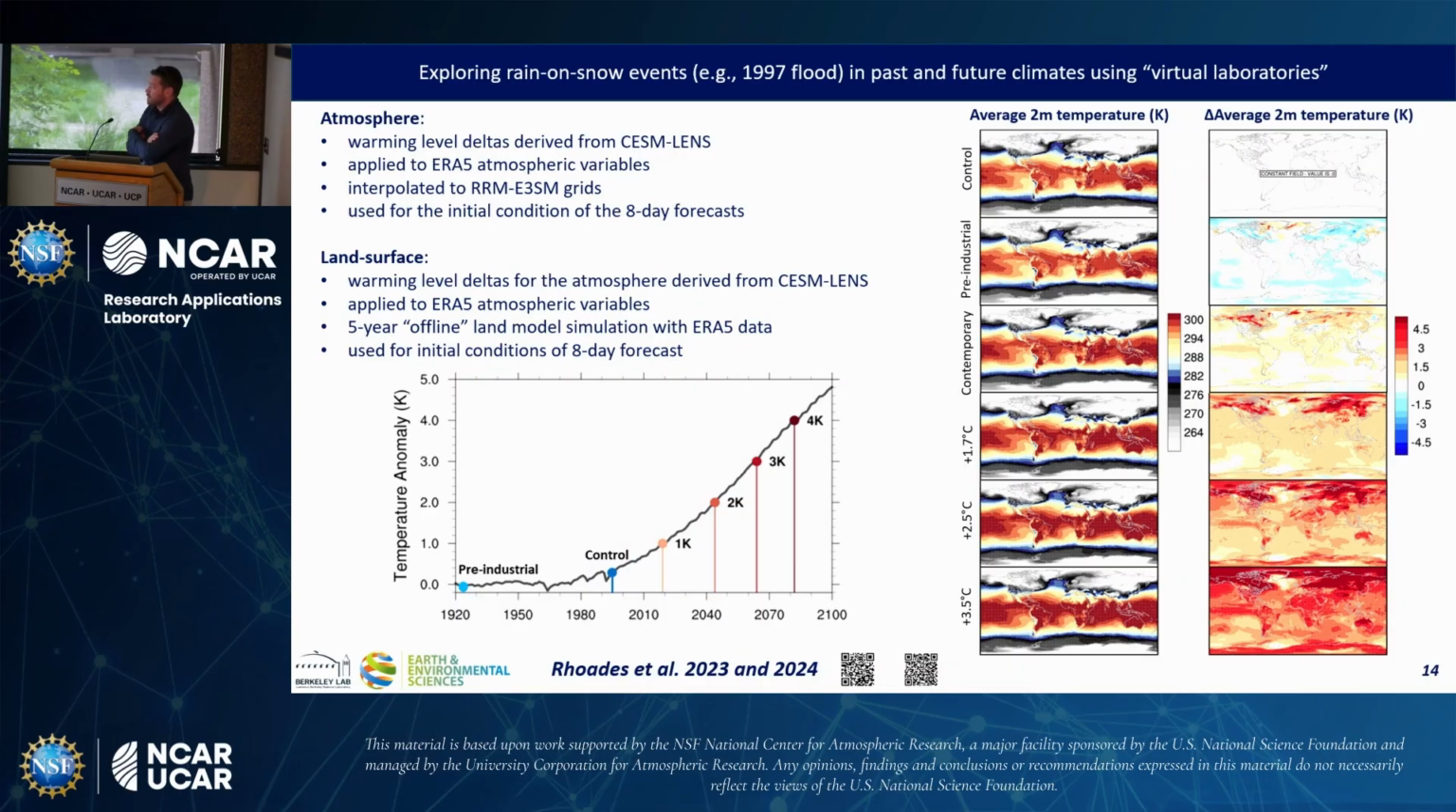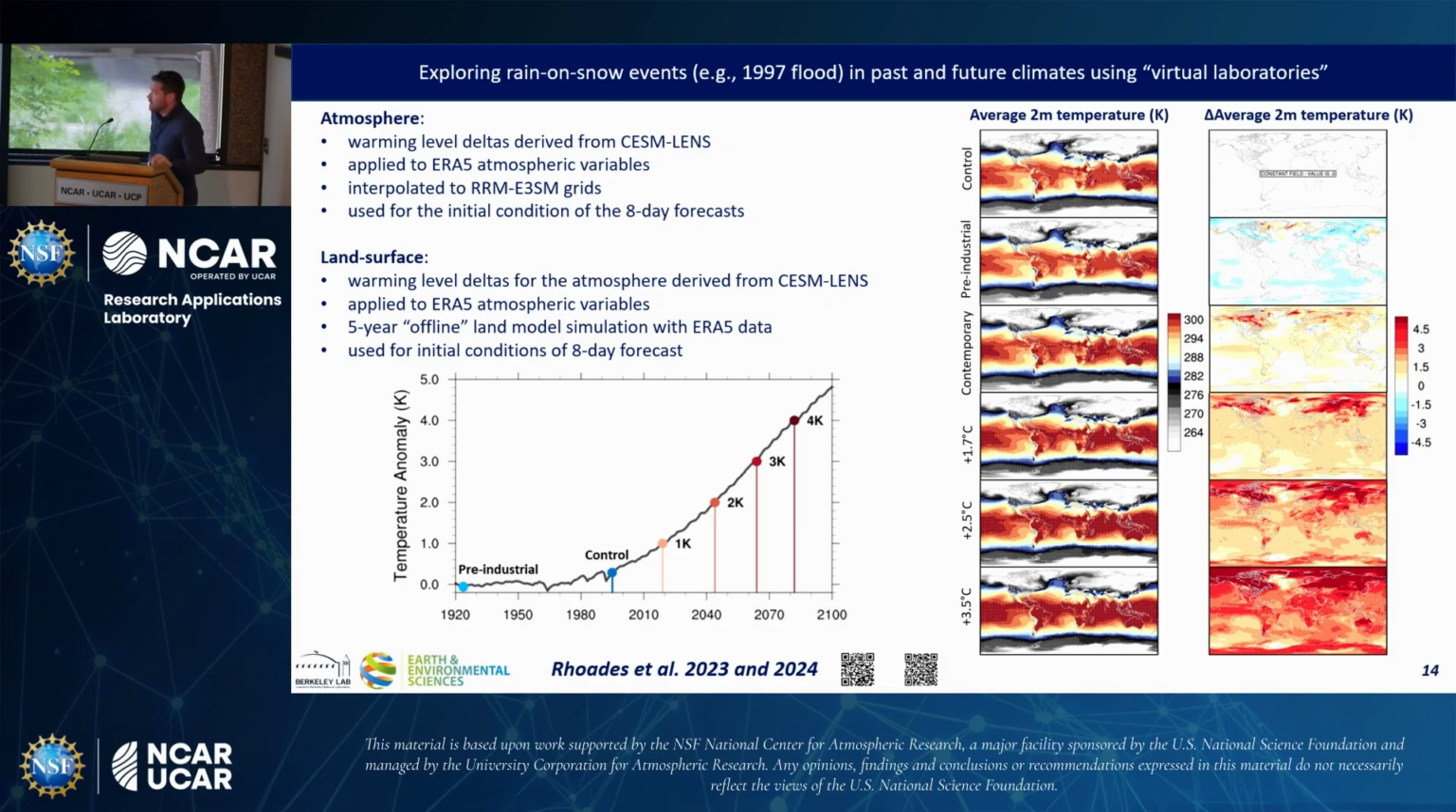And before I go on with the warming level analysis, I just wanted to quickly say that in order to recreate pre-industrial conditions, contemporary climates, all the way up to 1.7, 2.5, and 3.5 degrees, we did essentially 6 different warming levels, including the event as it occurred, which is called the control simulation. These are showing average temperatures across the globe, and then the deltas on the right there. And those deltas are coming from the CESM LENS, extracted at different time periods when you hit about 1K warming, 2K warming, 3K warming, 4K warming, and you're applying that on top of the conditions in ERA5 around the 97 flood event when we start the forecasts.